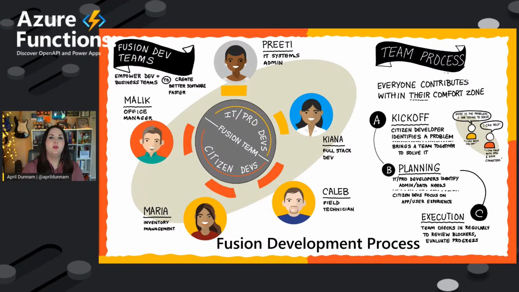With the Fusion team containing IT pros and pro devs, the IT pros and pro devs can identify the admin and the data needs and security layer and all of that, while the citizen devs can focus on the business requirements and building the app and the user experience with Power Apps, since it's a drag and drop, easy to use interface that it offers. And just like any dev team, with a Fusion dev team, you can have regular check-ins and identify blockers and evaluate progress.